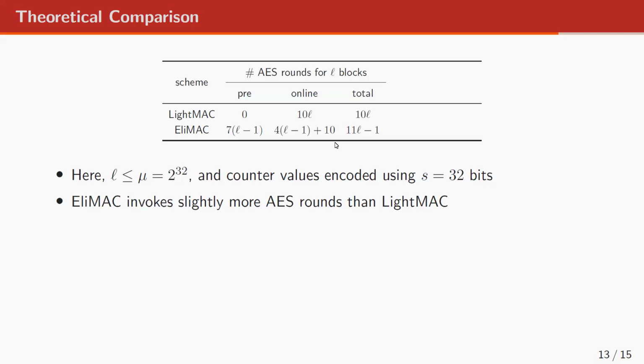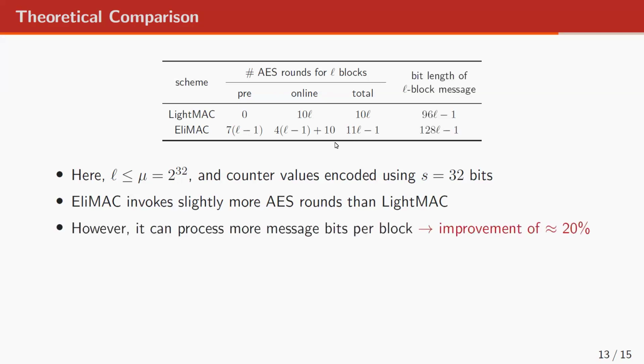The downside is this looks like EliMac is more expensive than LightMac. But as a matter of fact, the difference between LightMac and EliMac is that the block size is different. Because in LightMac, you have the counter and you concatenate it with a 96-bit block. And here we can take a 128-bit block. So that gives you an improvement of around 20% if you do the math. And the cool thing is you can do the pre-computation that speeds up significantly, but on the downside, you have to do extra storage because you have to store the keys.